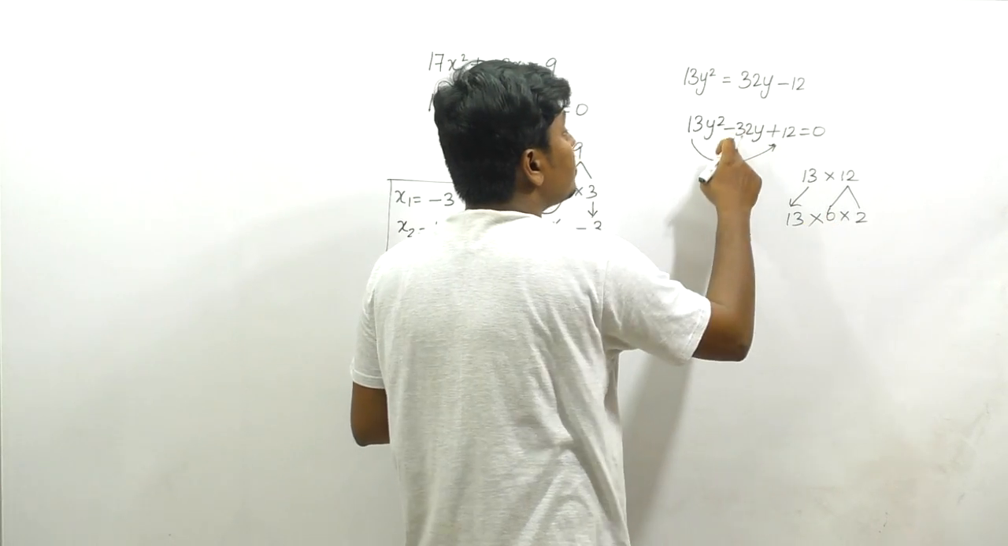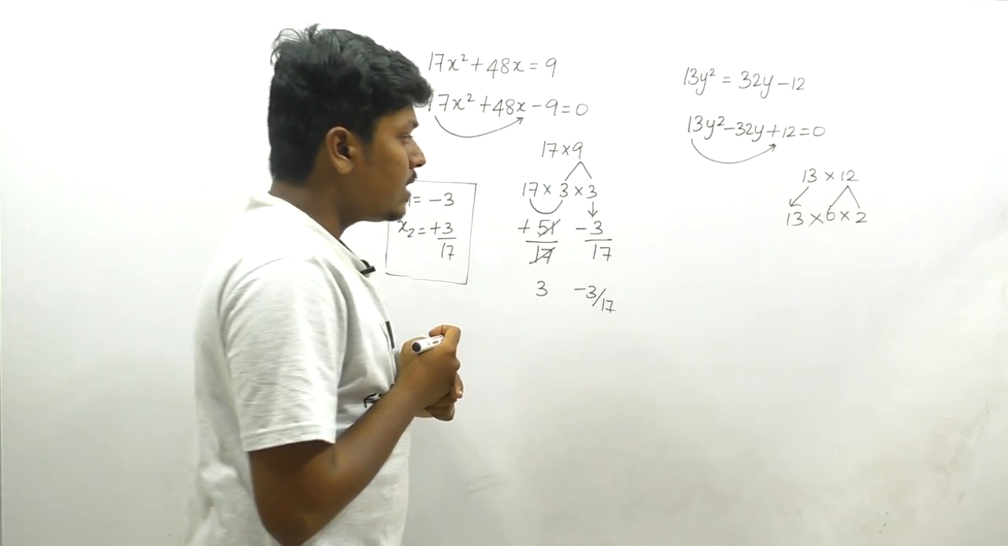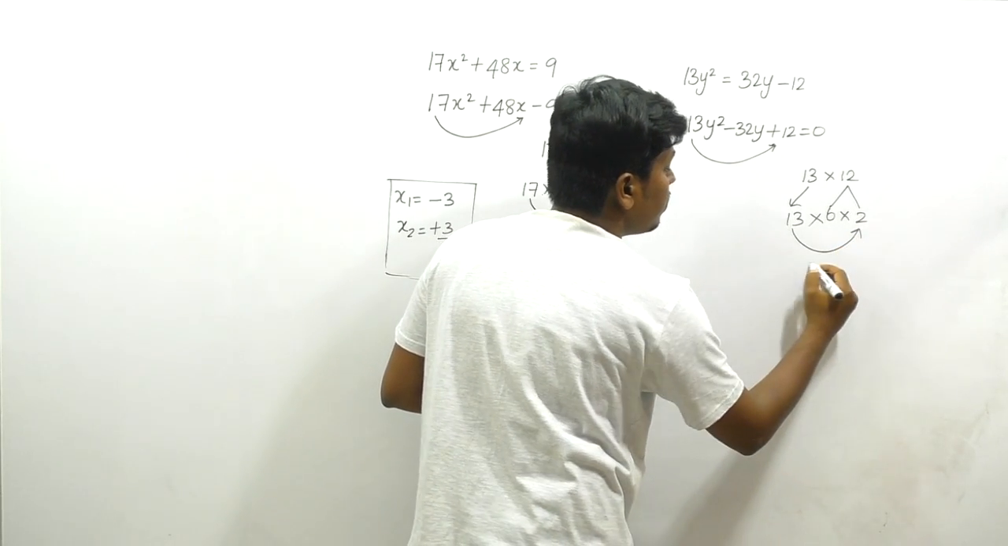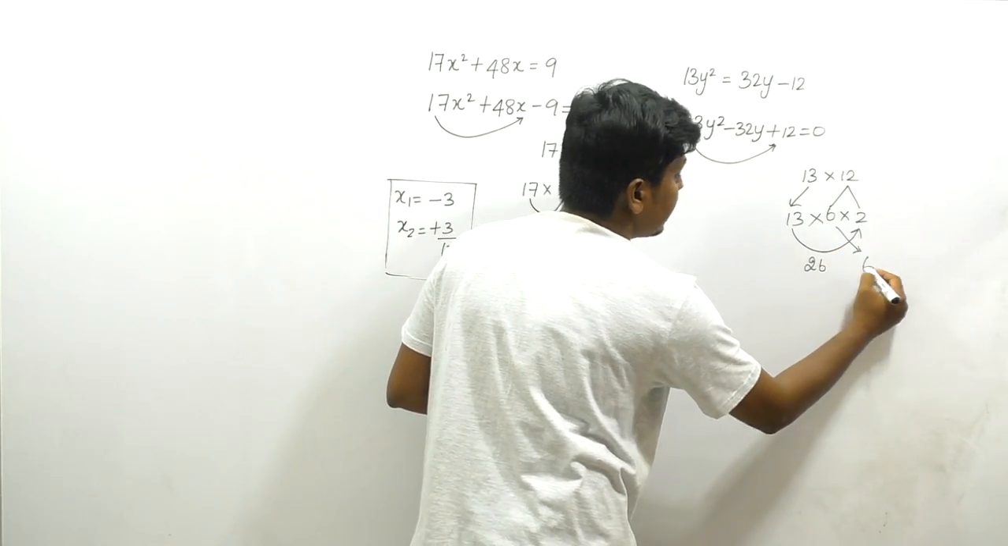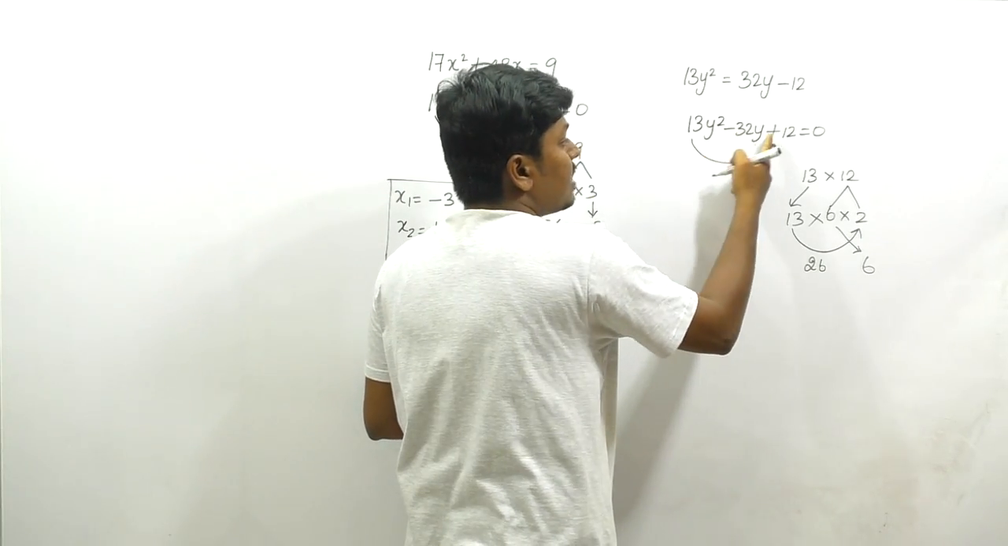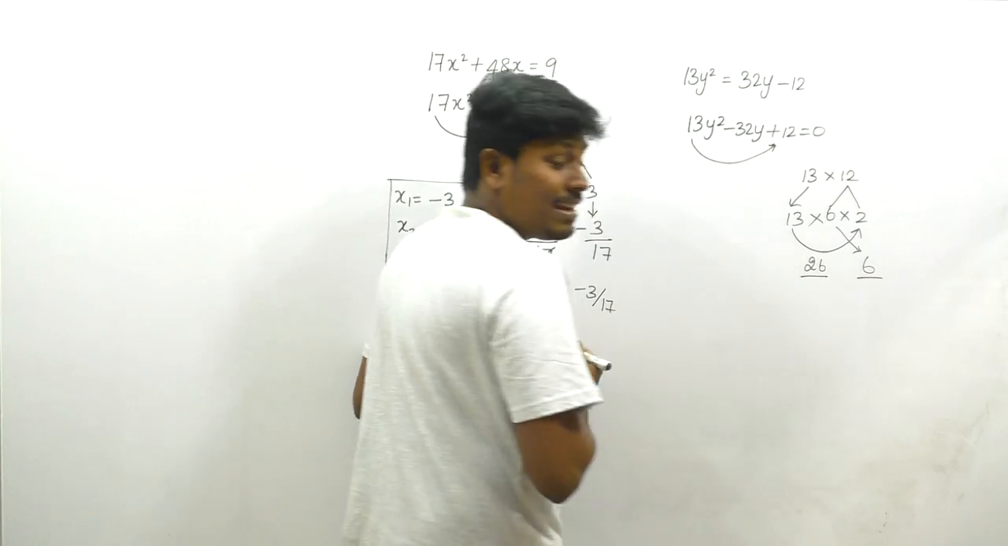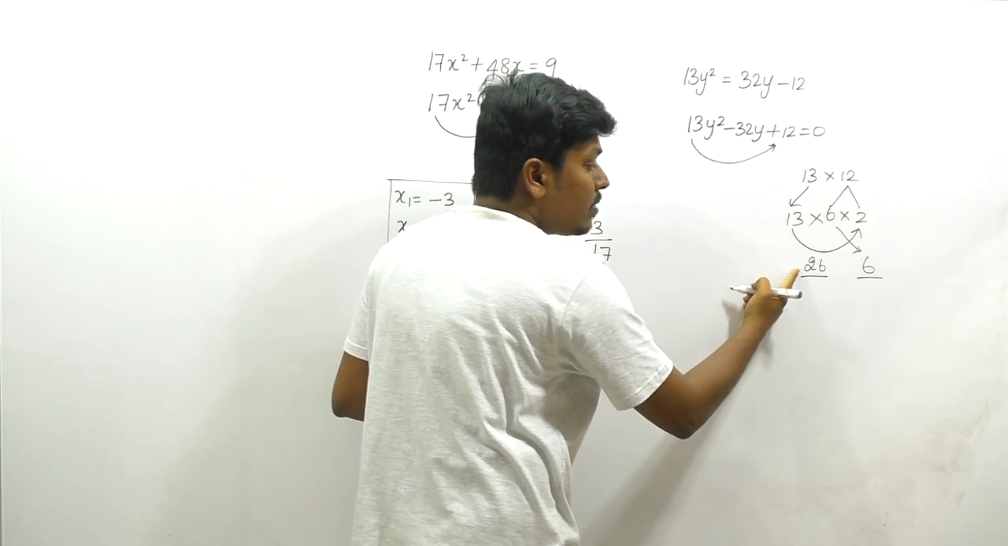Now our target is to bring minus 32, right? So minus 32. See, listen carefully friends. 13 into 2, 13 into 2 is 26. So keep the 6 as it is. And here it is minus and here it is plus. So we can clearly say that here 26 and here it is 6. Friends, listen carefully. Here 26 and 6.